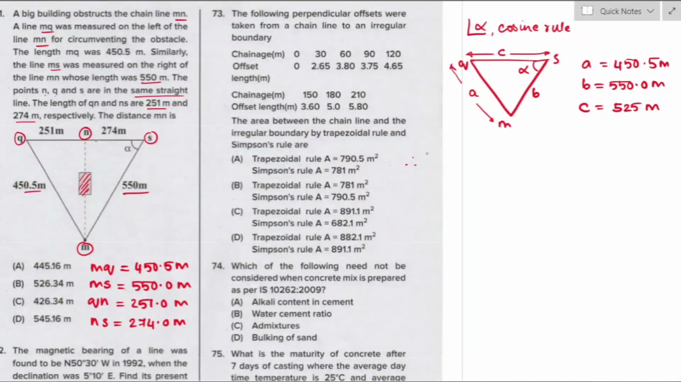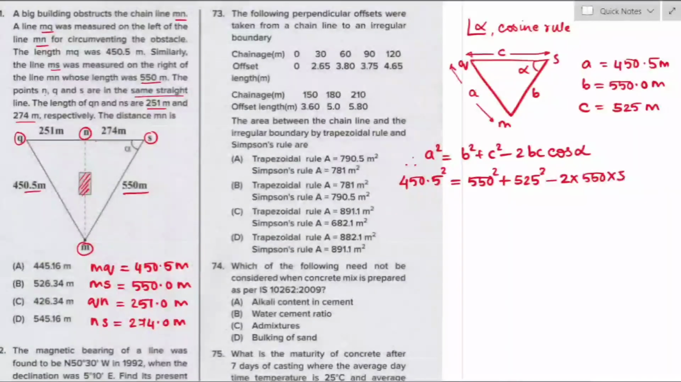Therefore, by applying the cosine rule, A square is equal to B square plus C square minus 2BC into cos alpha. A is the length of 450.5 meter, so 450.5 square. B is the length of 550 meter, so 550 square. C is the length of 525 meter, so 525 square. 2 into 550 into 525 into cos alpha.